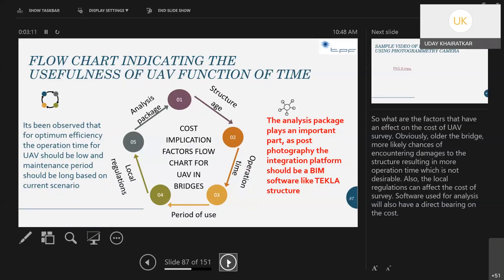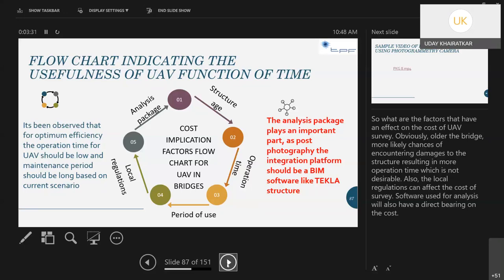Also, the local regulations can affect the cost of the survey. State to state, district to district, there are different rules and regulations for permissions, etc. That also affects. And software used for analysis will also have a direct bearing on the cost. Software used for analyzing data collected by the drone is also an important factor.